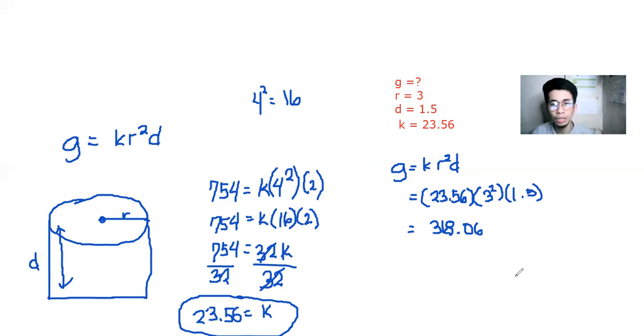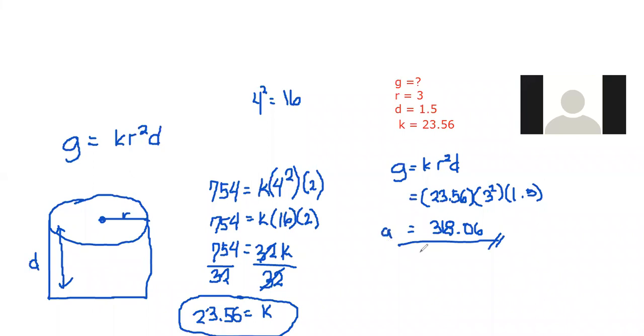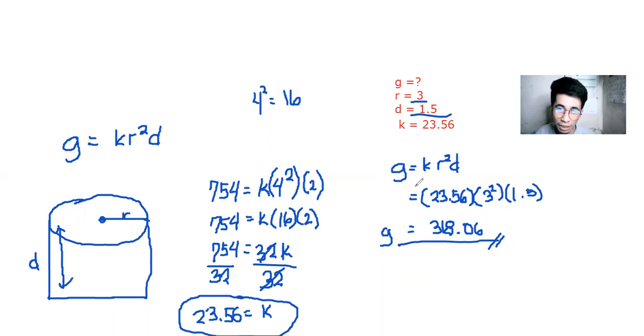Okay? So, ganyan ang magiging sagot natin. 318.06. Sir, tama ako. Ganito din ba? So, ito yung magiging sagot natin. The G is equal to 318.06. Kapag naman naging ang ating depth is 1.5 at yung ating radius is naging 3, so ang galon na kailangan natin is 318.06. Okay.